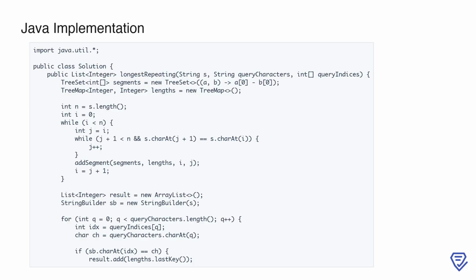For each segment, we use the helper method addSegment to update the segments and lengths data structures. Finally, we initialize a string builder object to represent the mutable version of the string and an empty list result to store the output for each query.